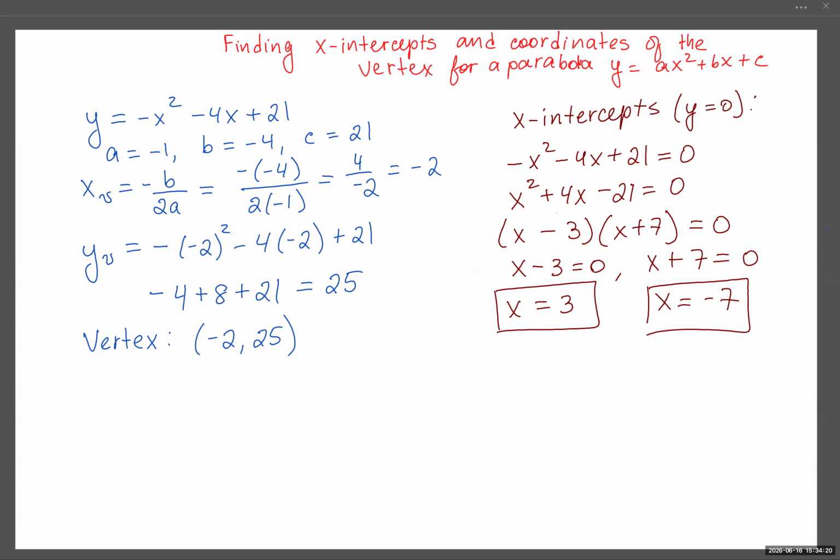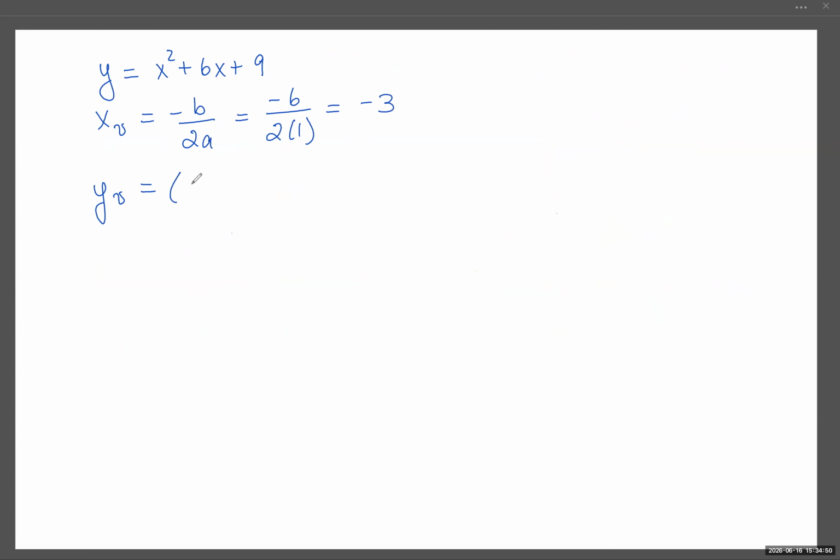And we'll try one more example. Y equals x squared plus 6x plus 9. We'll go ahead and start with the vertex. So the x-coordinate of the vertex is minus b over 2a. That's -6 over 2 times 1. That's -3. The y-coordinate of the vertex, we have to take that -3 and plug it back into the function.